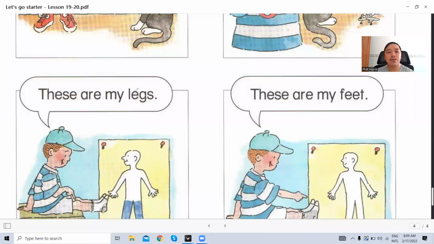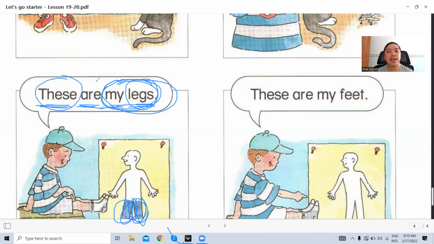Okay. Now, legs. Okay, legs. My legs. What is my legs? My legs là gì các bạn? Đôi chân của tôi nha. So these are my legs. Okay. Những cái này là đôi chân của tôi. Okay.